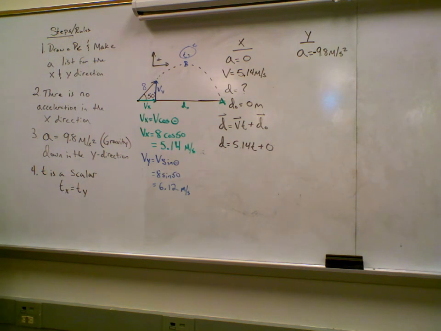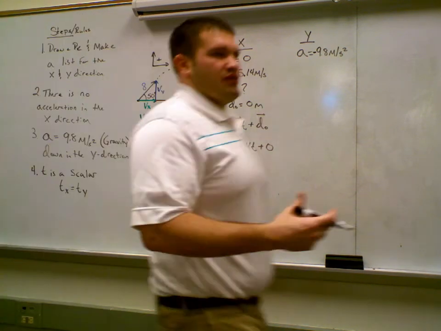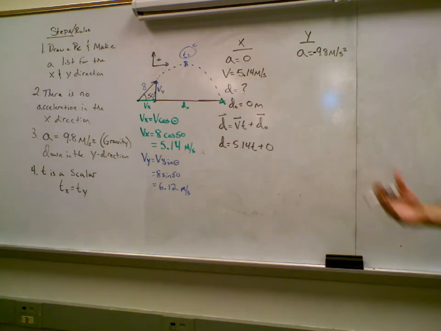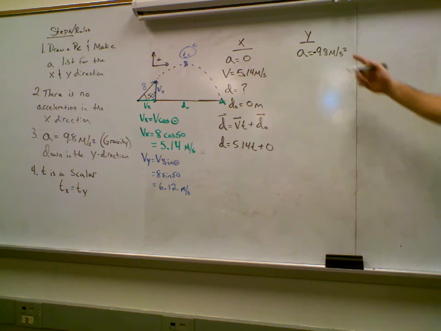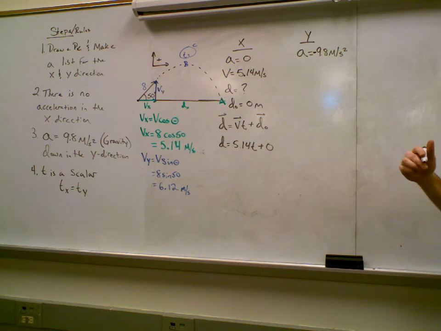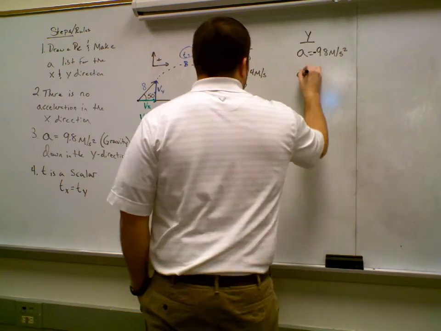So that means we need to use the y direction to find what? The time. Okay. So, let's make a list of what we know in the y direction. What are some things we know? Acceleration of 9.8. Do we know initial position? Yeah, what's initial position? 0.